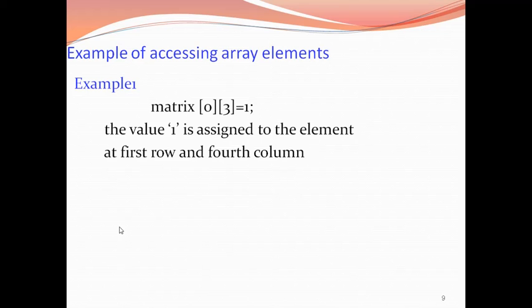If you observe the subscripts or index of the array, 0 is there and 3 is there. But we say first row and fourth column because the array index begins from 0. The first row begins from 0, and the first column begins from 0. That's why 0 indicates the first row, and 3 indicates the fourth column.